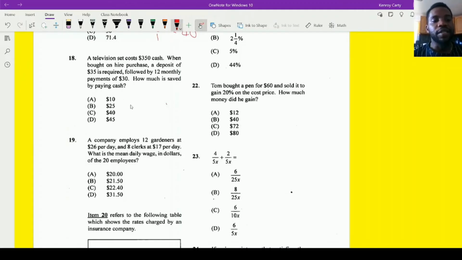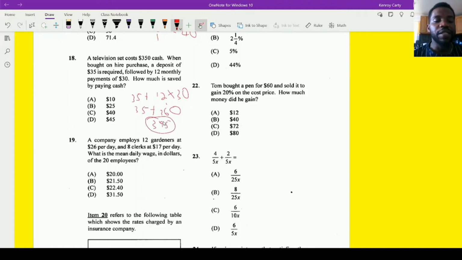Now, my hire purchase price is gonna be my deposit, which is first 35, plus my monthly installments, which is 12 times 30. You don't need to do any long multiplication. Ignore the 0 at first. You say 3 times 12 is 36. And then you add a 0 to the end. So we have 360 plus 35, which is going to give me 395.